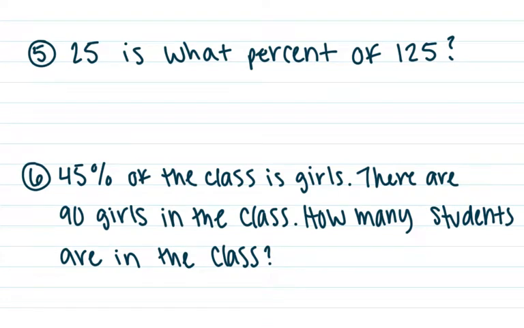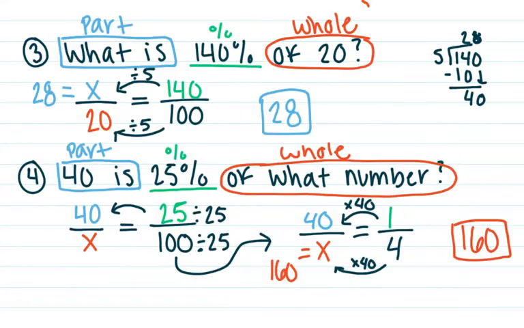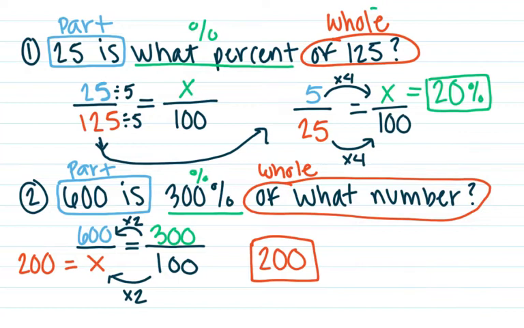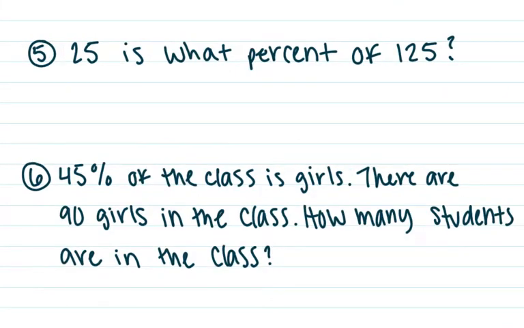25 is what percent of 125? Okay, I think we already did this one. So if you actually go back and look at number 1, you can see this one worked out. I apologize about the duplicate, but I'm just going to ignore this guy, and we're going to go ahead and take a look at number 6. So 45% of the class is girls.